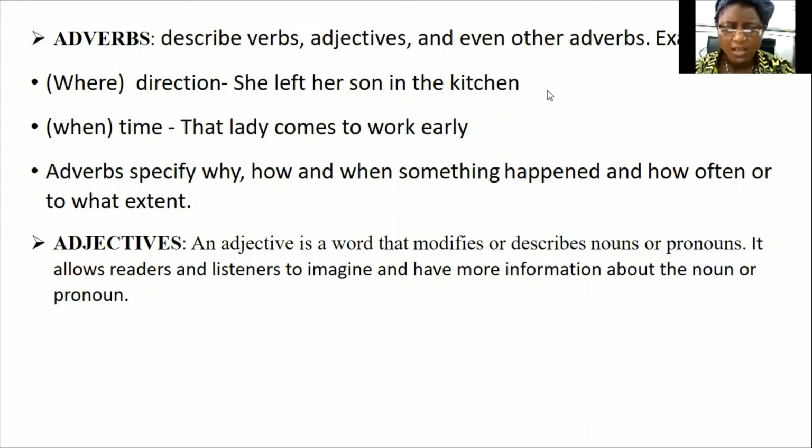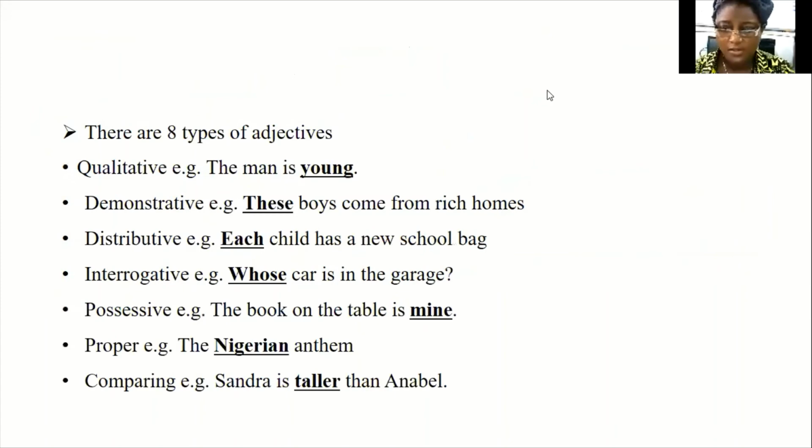Adjectives. An adjective is a word that modifies or describes nouns or pronouns. It allows readers and listeners to imagine and have more information about the noun or the pronoun it describes. There are 8 types of adjectives: the qualitative adjective, the demonstrative adjective, the distributive adjective, the interrogative adjective, possessive adjective, proper adjective, and the comparing adjective. We have examples for those adjectives.